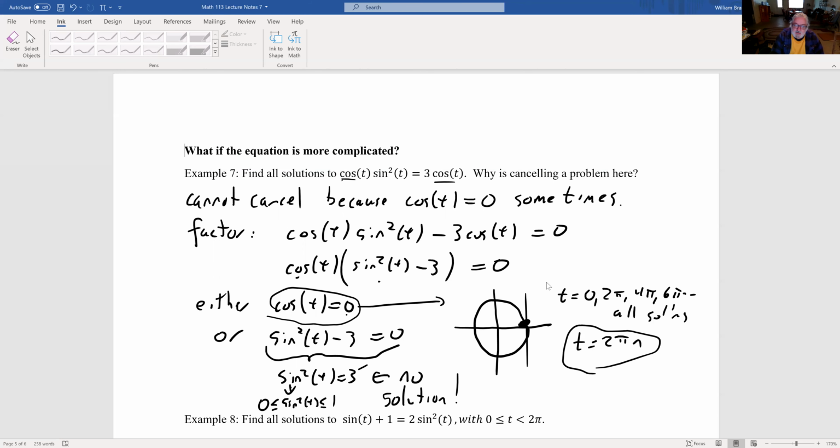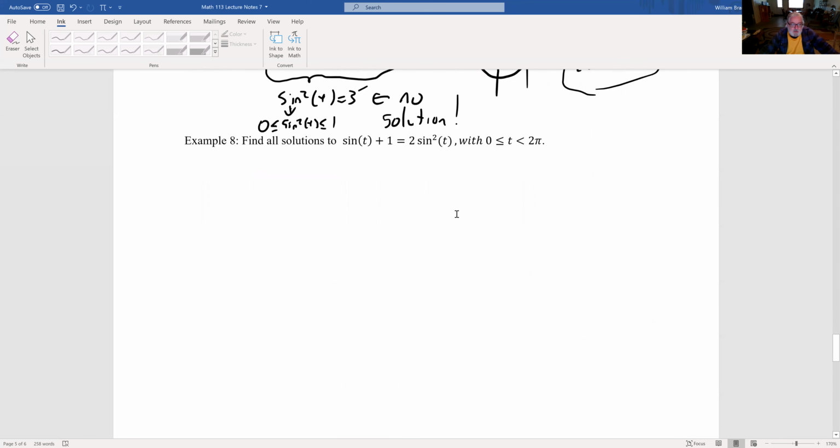So why is canceling a problem here? Well, if you cancel, the problem actually turns out to be solve for cosine t equals 0. If you just canceled the cosines, what would you end up with? You'd end up with no solutions. You would have canceled out all of your solutions. So never cancel something that might be 0. Factor it instead.